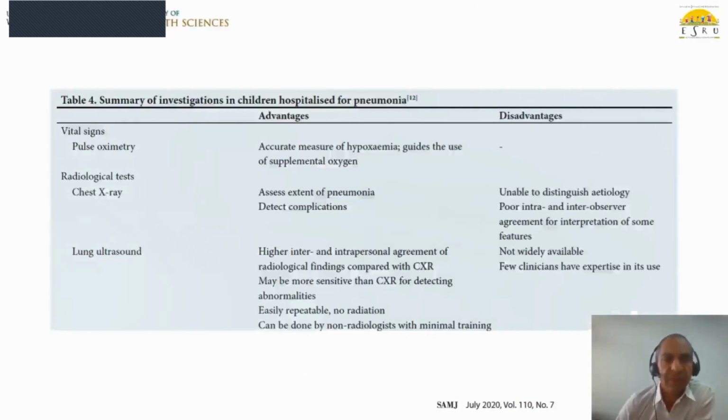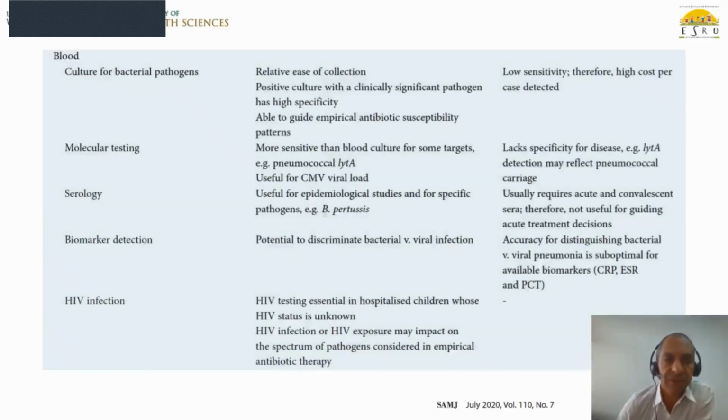This is the first part of a table summarizing investigations in children who are hospitalized for pneumonia, outlining advantages and disadvantages. I'm not going to go through each of these. You certainly have access to the presentation, but it's just really reaffirming what we're saying. In addition to what I've said, pulse oximetry is a potentially useful thing to guide oxygen therapy. Chest X-ray has advantages but a number of disadvantages. Ultrasound has a number of advantages, but as yet insufficient clinicians have expertise in its use.